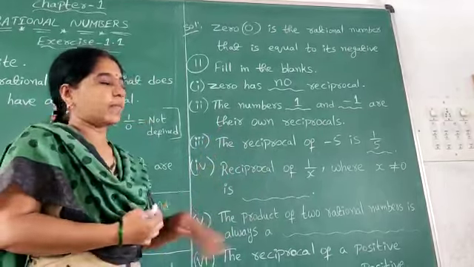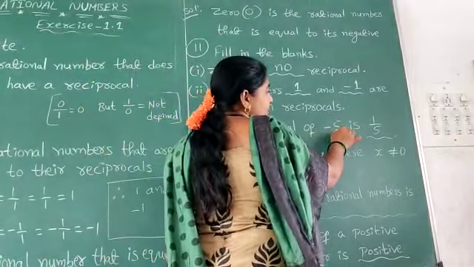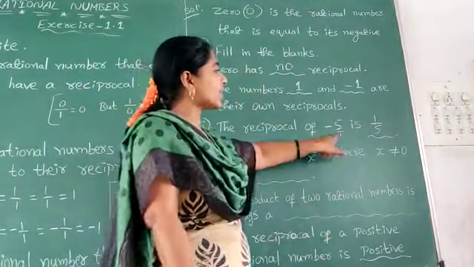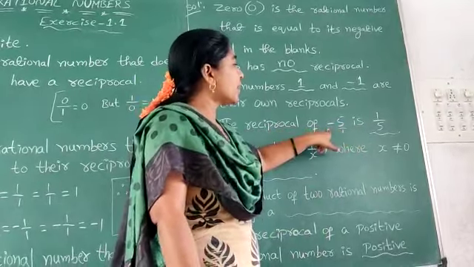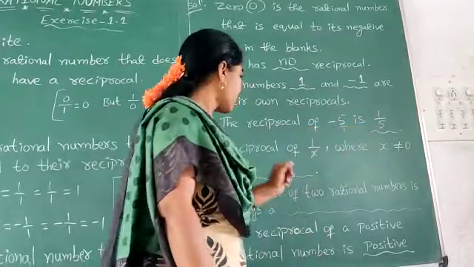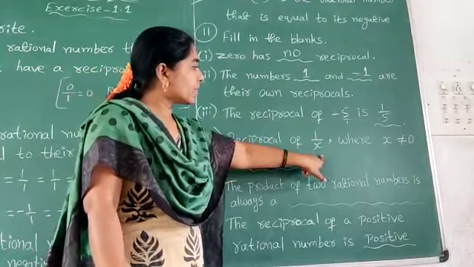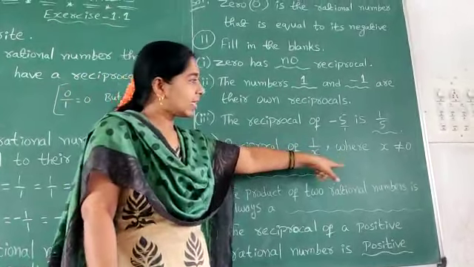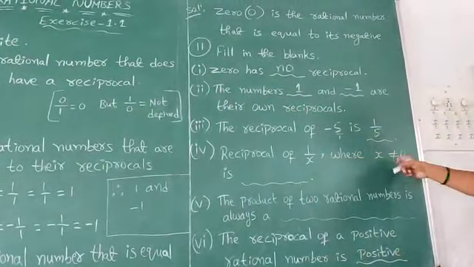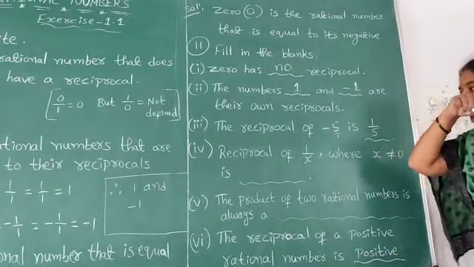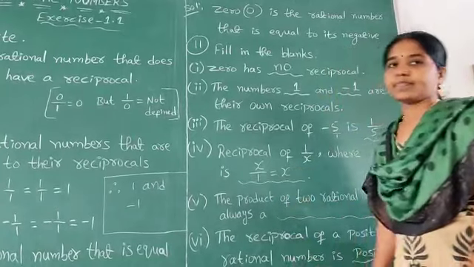Next question. The reciprocal of minus 5 is, observe here, minus 5 is just an integer. If you take the denominator as 1, then it will be easy for you to take the reciprocal. The reciprocal of minus 5 is minus 1 by 5. Next one, the reciprocal of 1 by x, where x is not equal to 0. What is the reciprocal of 1 by x then? You can write it as x by 1, which is equal to x.